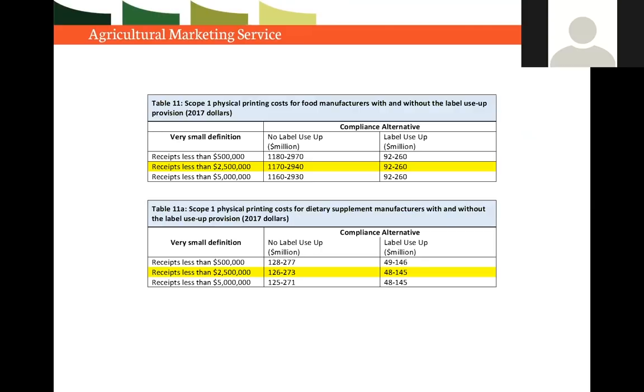An alternative compliance period of 15 months with no label use-up resulted in substantially higher labeling costs. Tables 11 and 11A show large reductions in cost from the label use-up option, with savings ranging from $1 billion to almost $3 billion for food manufacturers across the 3 definitions of very small, and from $77 million to $131 million for dietary supplement manufacturers.